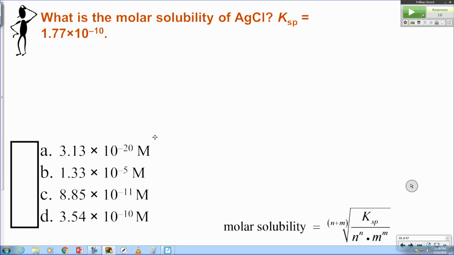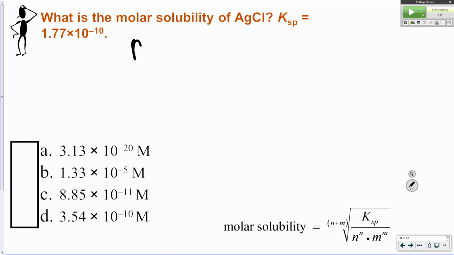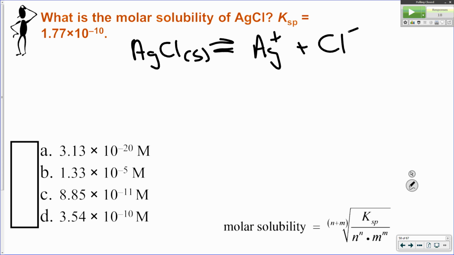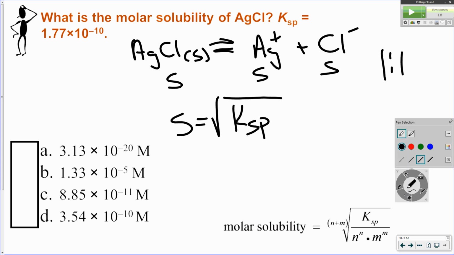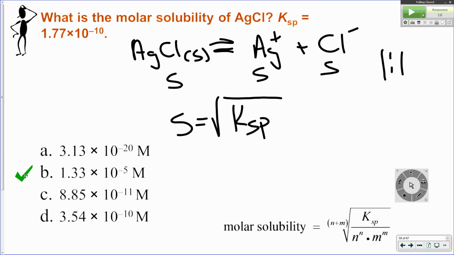So the key to this problem is recognizing what the dissociation stoichiometry is, as all of these problems are. Silver's a +1 cation, chlorine's a -1. S, S, and S. It's a 1-to-1. If it's a 1-to-1 salt, solubility is the square root of KSP. You take the square root of that, you indeed get choice B, which most of you put. Okay. Question on that?